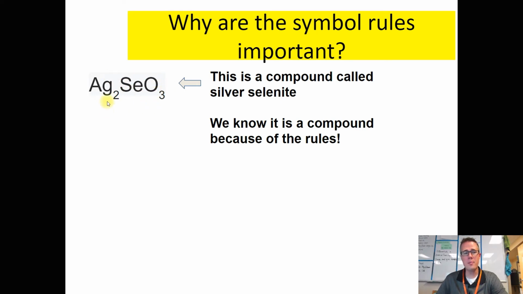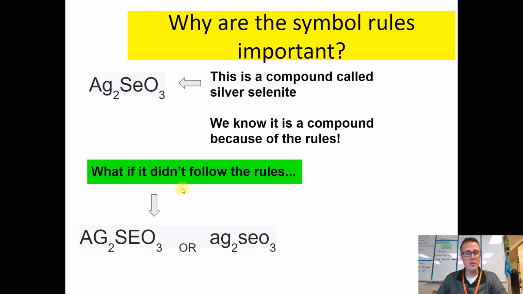So we know that this compound has 3 different types of atom in it because we know the rules for how they got named. Let's see what it might look like if we didn't follow the rules. If you made everything capital, you wouldn't know if this was an A or an AG, or you wouldn't know if this was an SEO or what. You couldn't tell how many elements are in this, and then you would have to memorize. Plus, since there are only 26 letters in the alphabet, we can't just give every element its own letter, because there are more elements than there are letters.